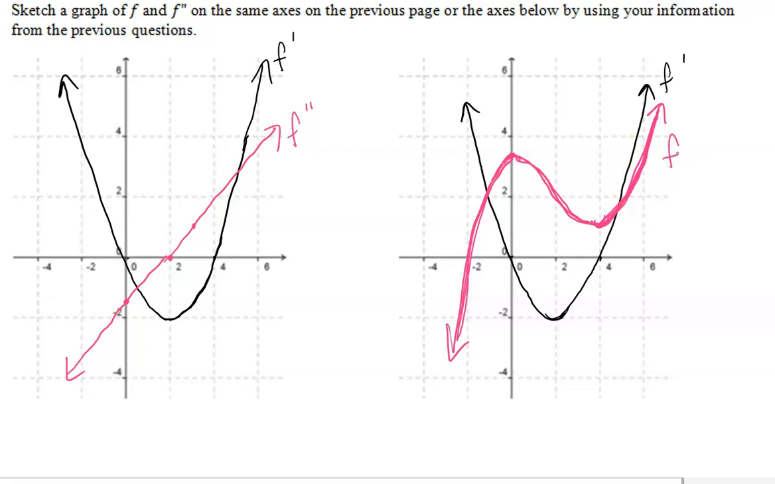But the thing is that because we don't have the heights for any points, we could have another graph of f that has the same shape but takes place in a different spot. So it could be down here, or it could be way up above it. We don't really know, or it could be right through the middle. We just know that it increases, then decreases, then increases again. And we know that it has a max at x equals 0, a minimum at x equals 4, and it is concave down from negative infinity to 2, and then concave up from 2 to infinity.